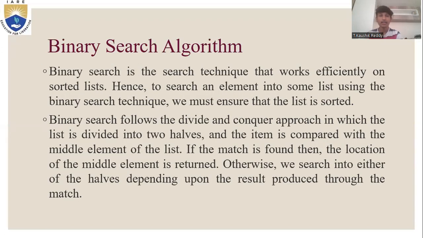Next, binary search algorithm. Binary search is a search technique that works efficiently on sorted lists. Hence, to search for an element in a list using the binary search technique, we must ensure that the list is sorted. Binary search follows the divide and conquer approach, in which the list is divided into two halves and the item is compared with the middle element of the list. If a match is found, then the location of the middle element is returned. Otherwise, we search into either of the halves depending upon the result produced by the match.